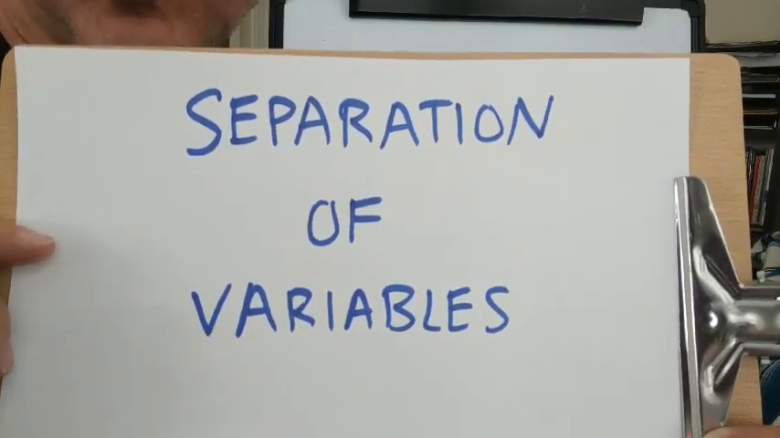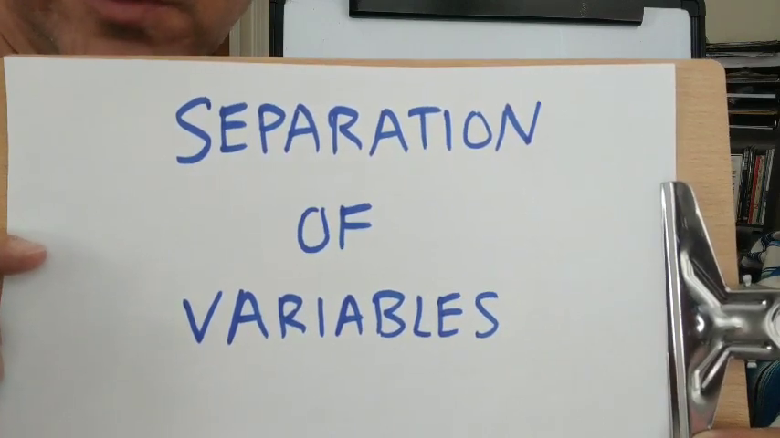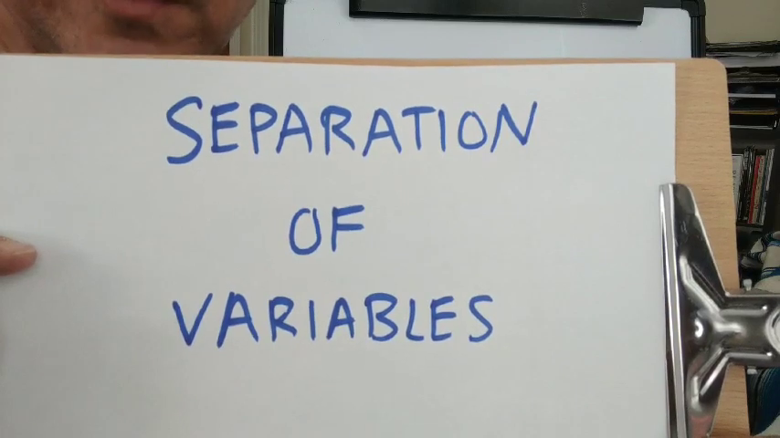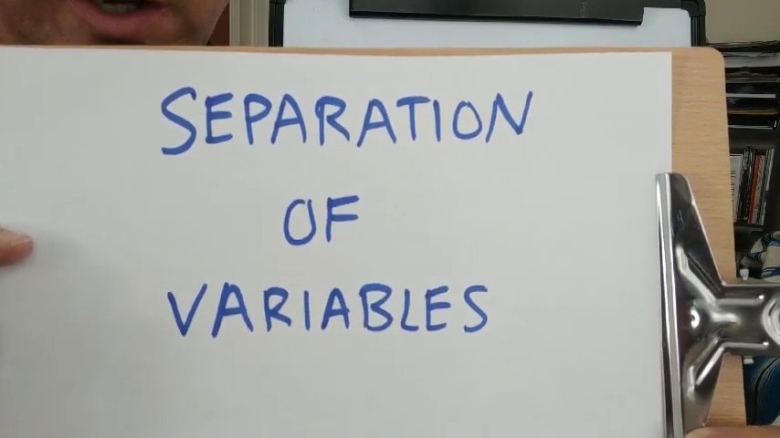The easiest differential equations to solve are first-order differential equations that are separable, meaning that we can put all the x's and dx on one side of the equation, all the y's and dy on the other side of the equation, and then just integrate both sides.